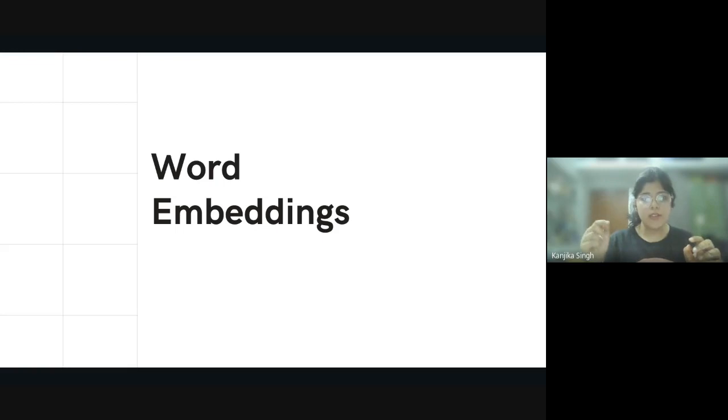The degree of closeness can be easily calculated using the word embeddings, which are the representations of the tokens or texts of the words which we have used. Can we move to the next slide?